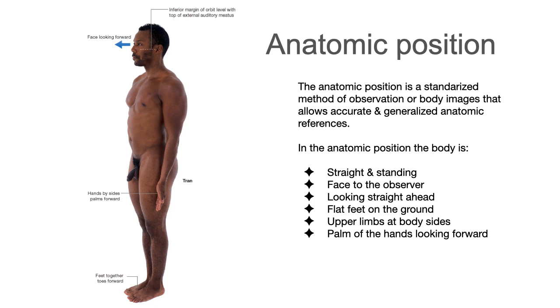Let's start with the anatomic position. As you see, this man is standing straight, facing the examiner, looking forward with flat feet and the upper limbs at the body sides with the palms looking forward. This is the reference standard position to look at any body, any patient, but also to correctly interpret medical images like X-rays or CT scans.